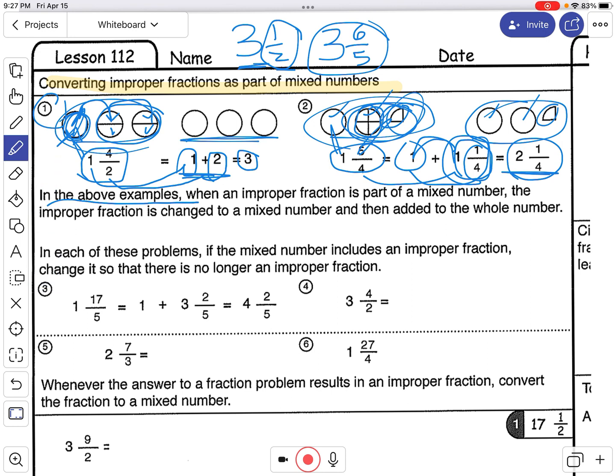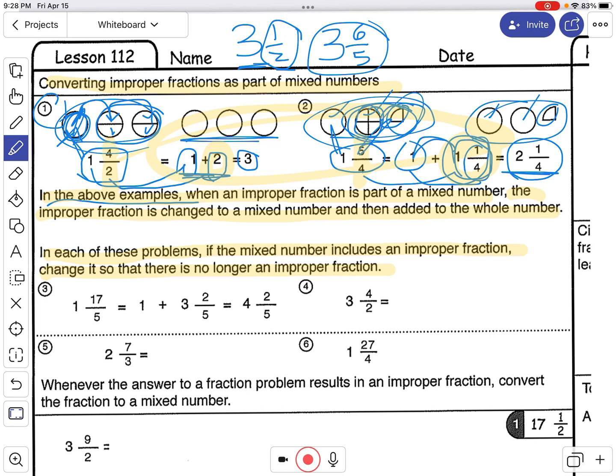In the above examples, when the improper fraction is part of a mixed number, the improper fraction is changed to a mixed number and then added to the whole number. So the improper fraction, which is this here or that here, is changed into a mixed number like that. Or right there, it's just a whole number. It's not a mixed number. In each of these problems, if the mixed number includes an improper fraction, change it so there is no longer an improper fraction, just like we did up here at the top.